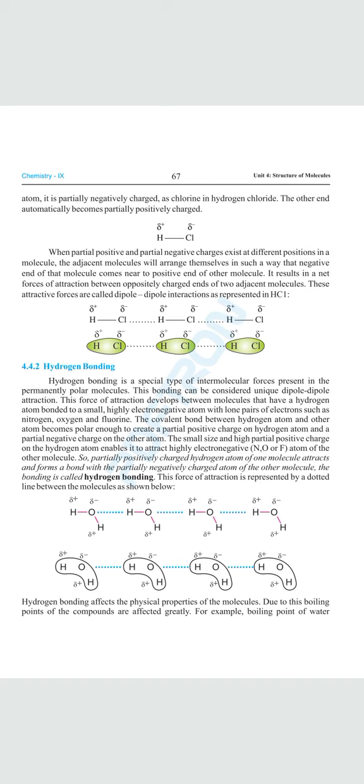When partial positive and partial negative charges exist at different positions in a molecule, the adjacent molecules will arrange themselves in such a way that the negative end of one molecule comes near the positive end of another. They position themselves so that the positive and negative ends come closer to each other and can easily attract each other. It results in a net force of attraction between the two adjacent molecules.